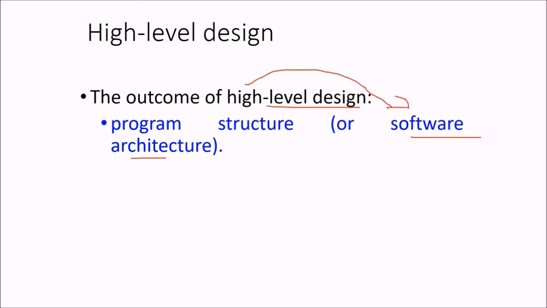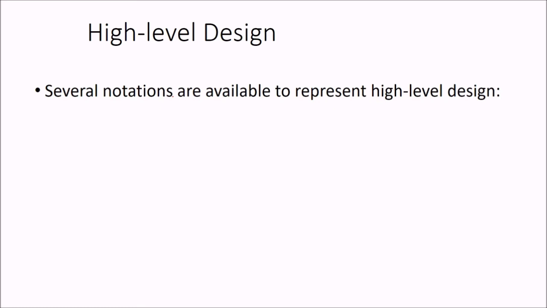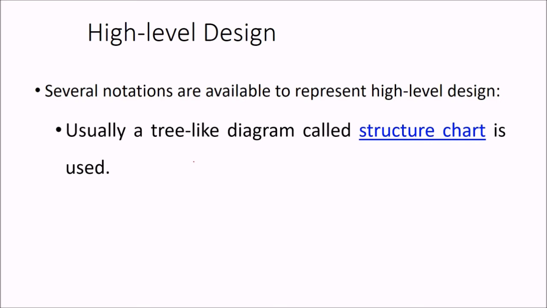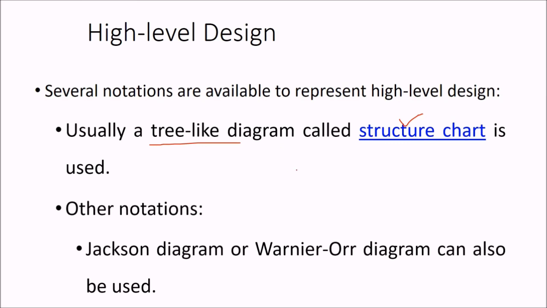There are several notations available to us to represent a high level design. First is a tree-like diagram, which we call a structure chart. So a structure chart is used to represent high level design in software engineering. There are other notations also, like the Jackson diagram or the Warnier diagram. These may also be used.